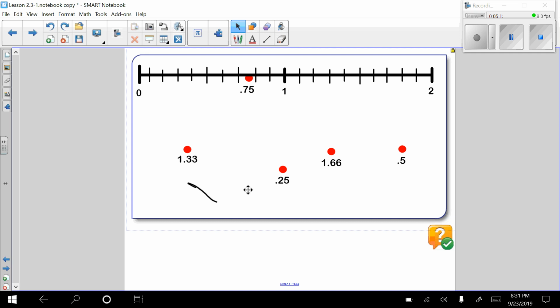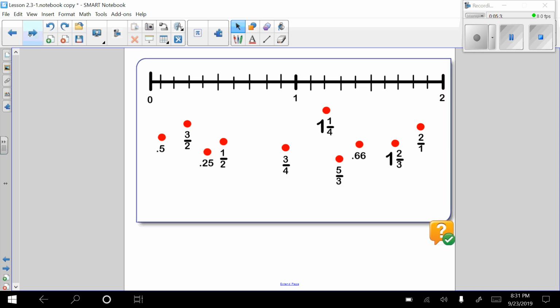If I wanted to look at 1.66, I would start at 1, count over 6. 1, 2, 3, 4, 5, 6. And 6 is more than halfway, so just go a little bit further. Remember, they're estimations, so they're not 100% exact. You can continue to play with the number line, and I have another one here for you as well.